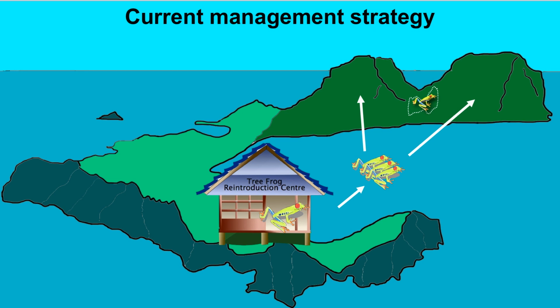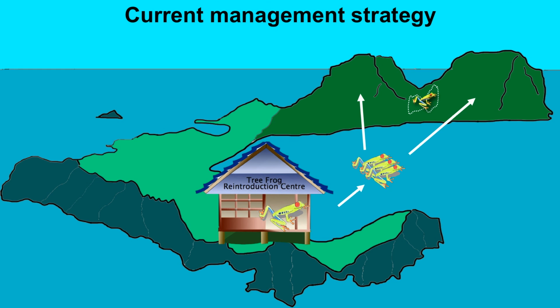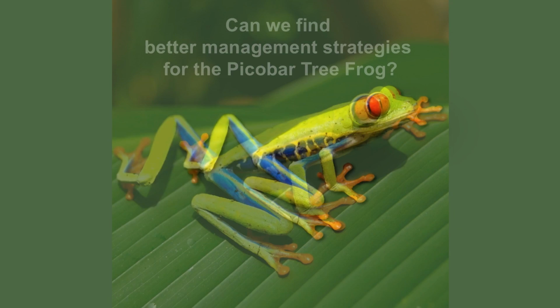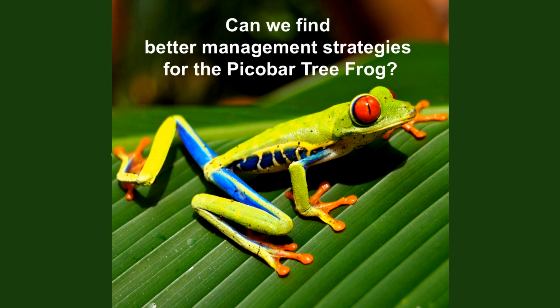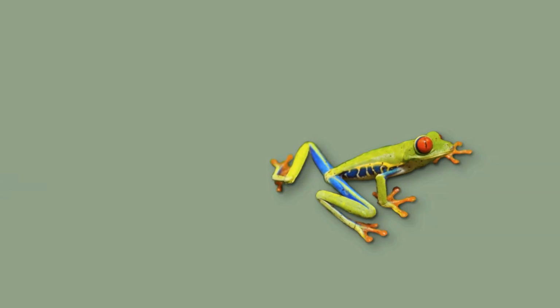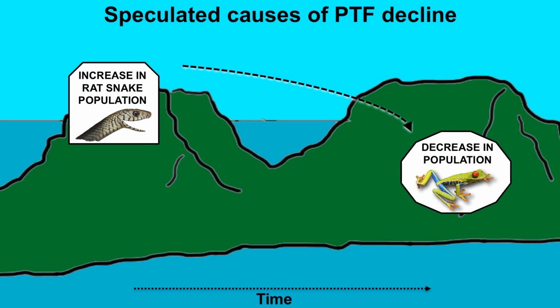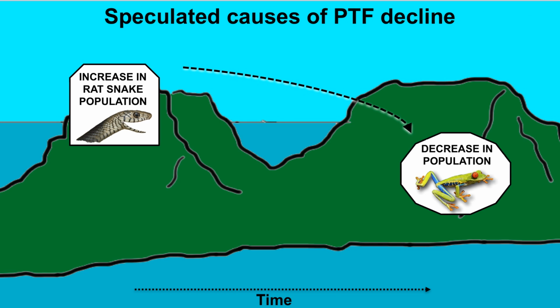This is a rather inefficient and heavy-handed strategy, but we have been constrained by our limited understanding of the basic ecology of the frog. So today, I will be telling you about our recent efforts to improve that situation, and thus perhaps find better strategies for management. One important piece of information that we still don't have is the actual cause of the decline. Speculation has run along two lines.